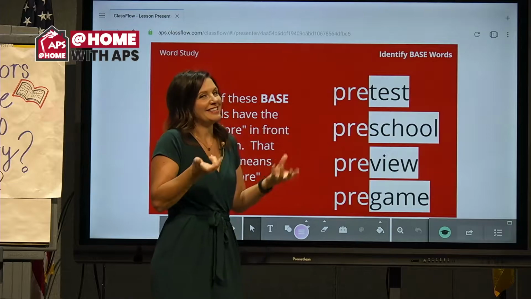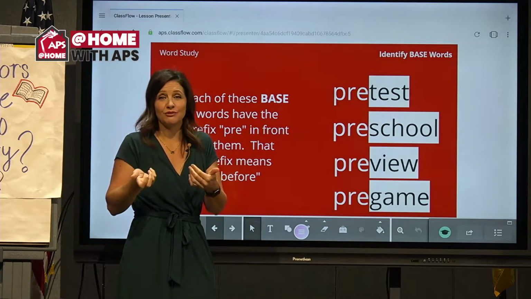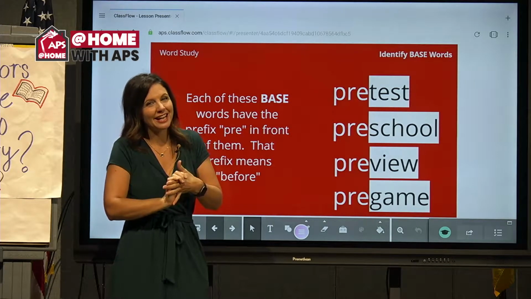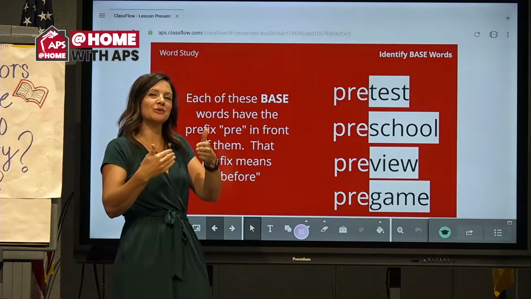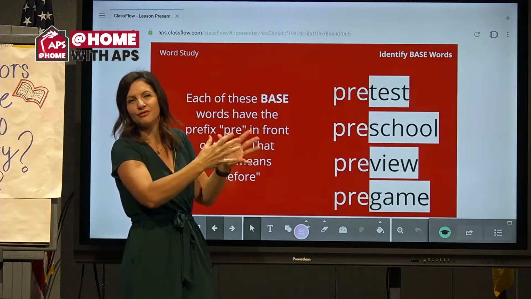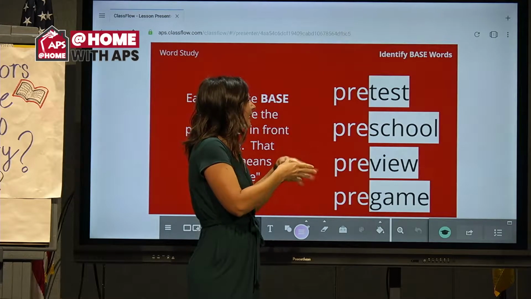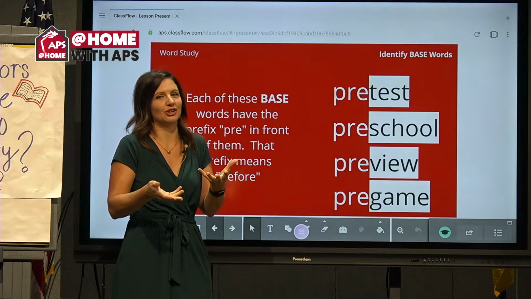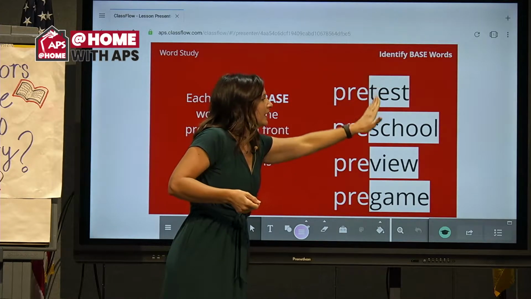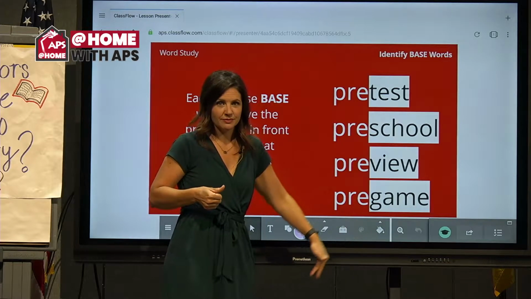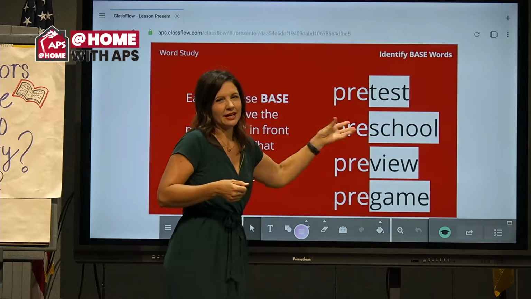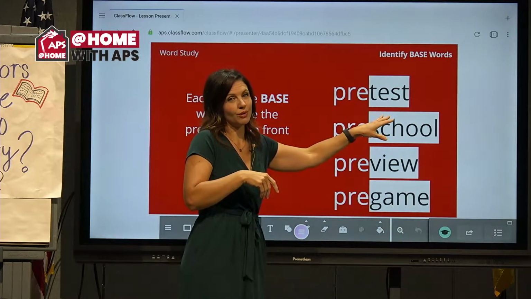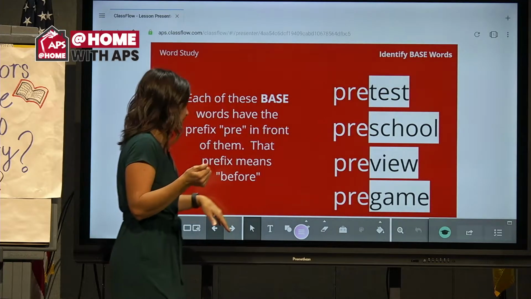Preschool, yes, our little friends who are 3 and 4 years old, they go to preschool. School officially begins in kindergarten. So preschool means before you officially begin school. And again, pre-test, you take pre-tests before you learn all the knowledge. When we can find the base words, then we can study what those prefixes mean. If you see the word pre before a word, it means before.